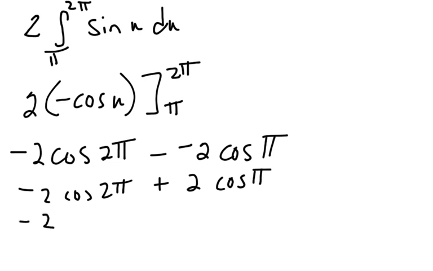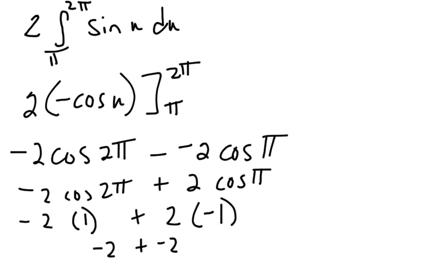What is the cosine of 2 pi? Remember 2 pi is the same as 0, so the cosine equals 1. Cosine of 2 pi equals 1. Plus 2 times the cosine of pi, which is negative 1. So this is negative 2 plus negative 2, which equals negative 4. That's the answer.